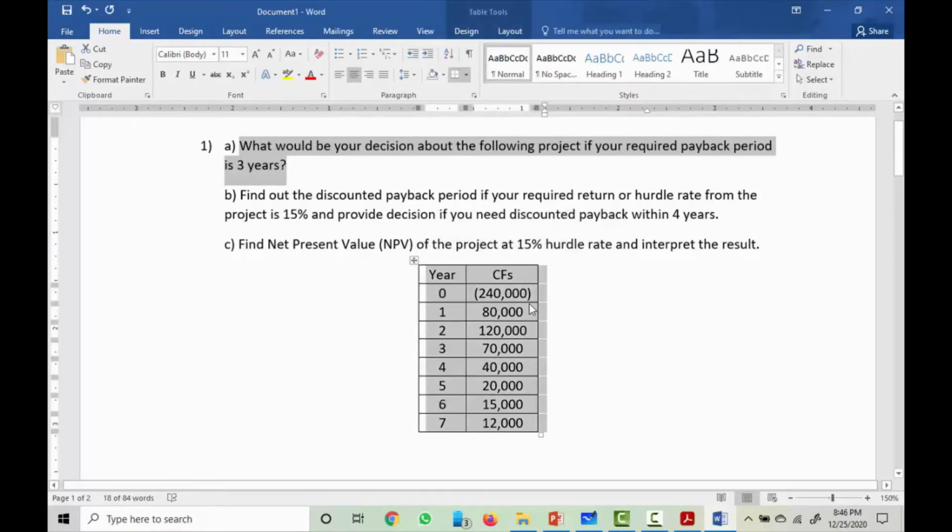Always remember, this is only a forecast, only a prediction about the project. We haven't started the project yet. Before we start, we need to evaluate, based on our forecasted cash flow, whether the project or business will be investment worthy for us. First we need to find out whether it will give us the payback within 3 years. So now let us find it.